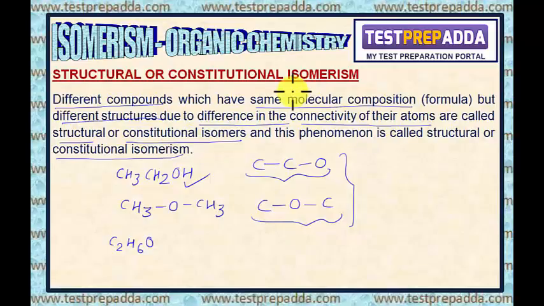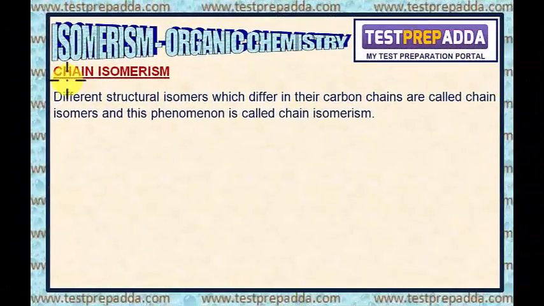As I told you, structural isomerism is further classified into chain, ring chain, positional, functional, metamerism, and tautomerism. So I will discuss these isomerisms one by one. First, chain isomerism. What is this? Different structural isomers which differ in their carbon chains are called chain isomers, and this phenomenon is called chain isomerism.